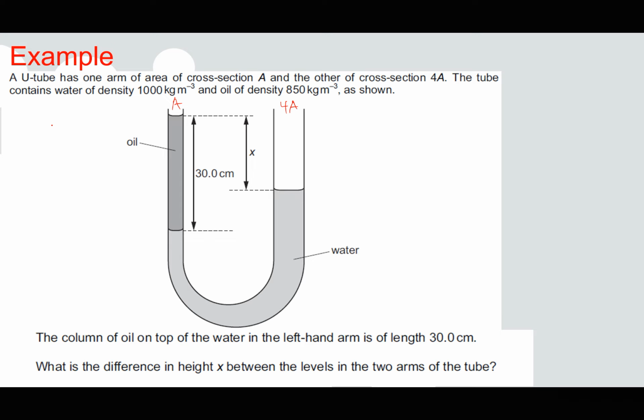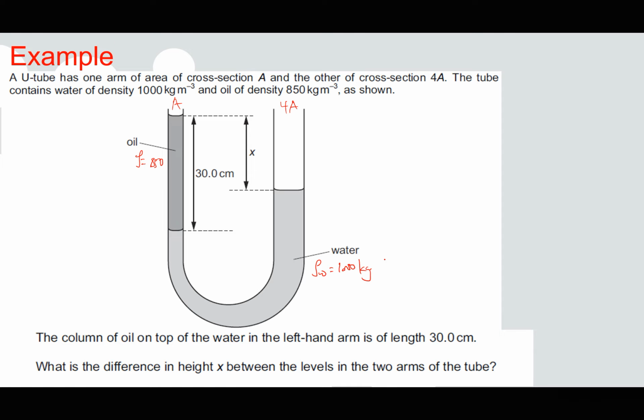The tube contains water of density 1000 kilograms per meter cubed and oil of density 850 kilograms per meter cubed. So here we have density of oil is 850 and density of water is 1000. Please, you should be noting the density of water because sometimes you are asked to make estimates.